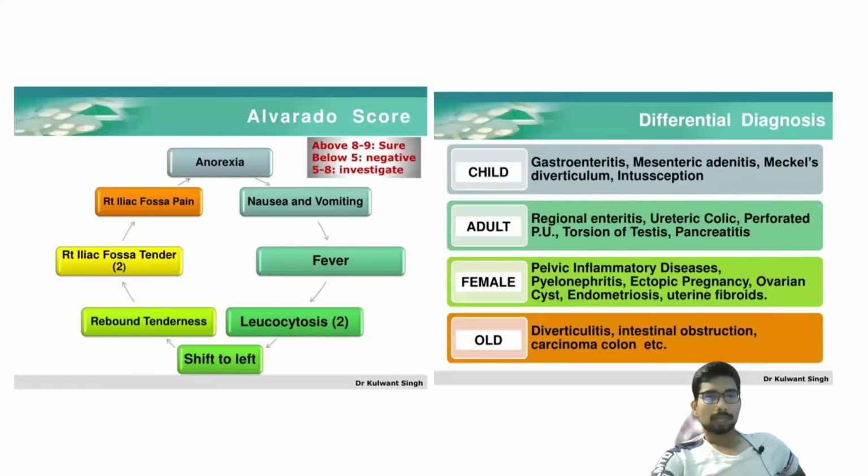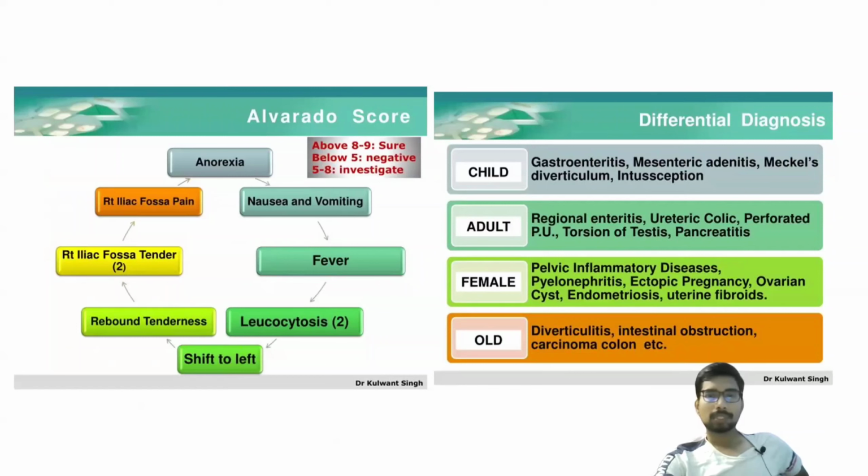Alvarado score: above 8 to 9 is sure, below 5 is negative, and 5 to 8 should be investigated. Anorexia, nausea, vomiting, and fever, leukocytosis, shift to left, rebound tenderness, and right iliac fossa tenderness and pain.